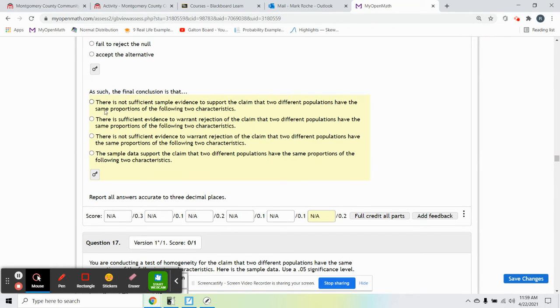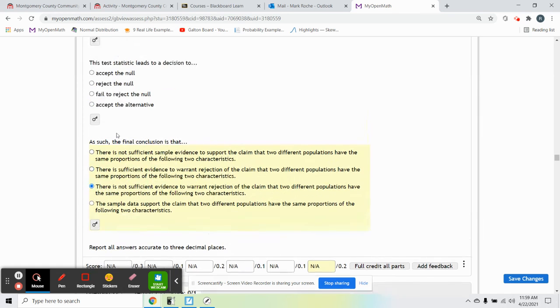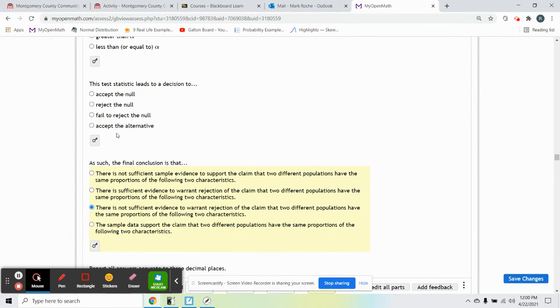Okay. There's not sufficient evidence to warrant the rejection of the claim. This is the null, that the two different populations have the same proportion. So your answer is going to be right here. This is the null hypothesis. There's not sufficient evidence to reject it. We fail to reject the null. So that's going to be option 3.